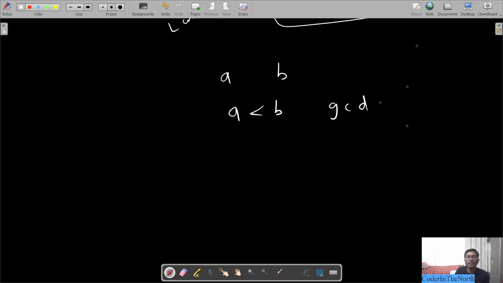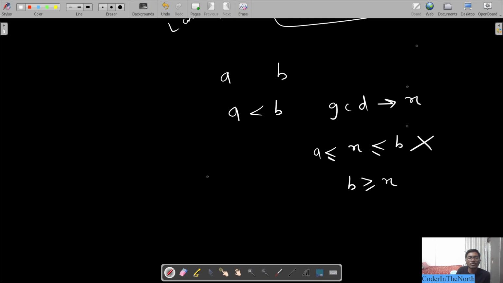Let's say the greatest common divisor of A and B is X. What does the property of GCD say? It says X must divide both A and B. So X cannot lie between A and B, so this case is not possible. Neither can it exceed the limit of B, which is the greater number.